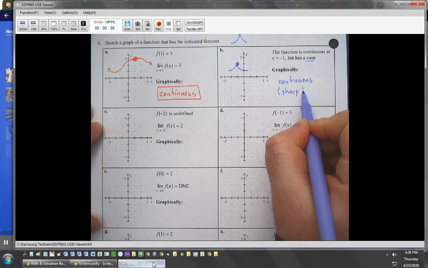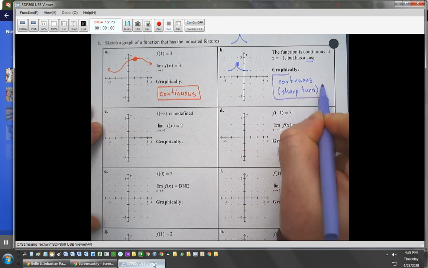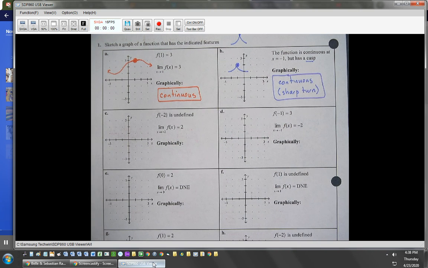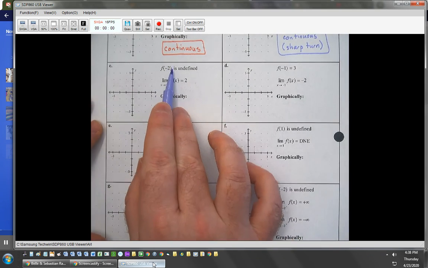You might also hear this called a sharp turn. And like I said, those of you who will ever take calculus, we use this terminology quite a bit. All right, so moving on. Next up, don't start with the point.